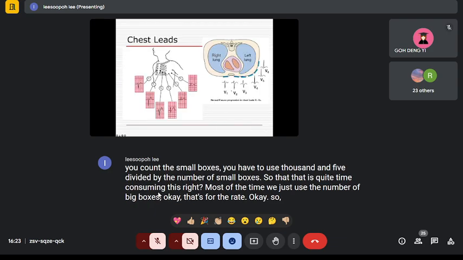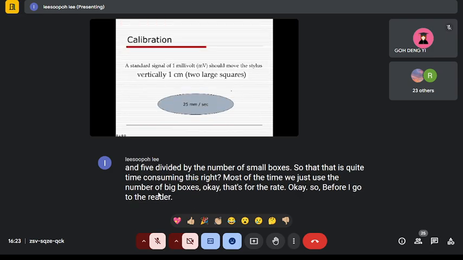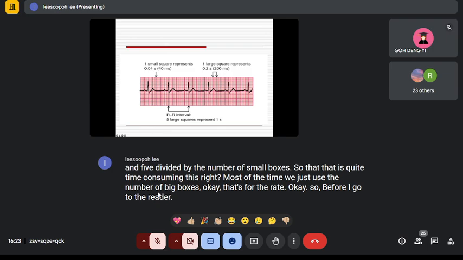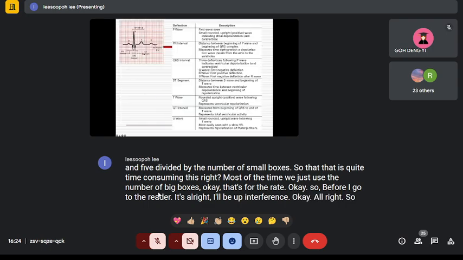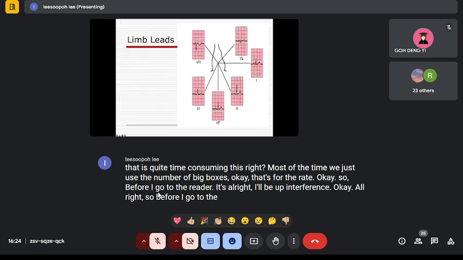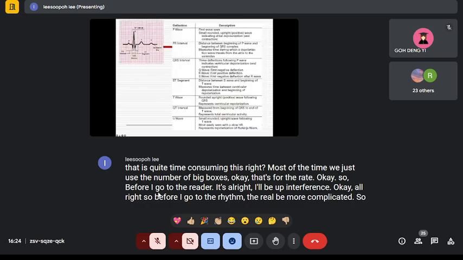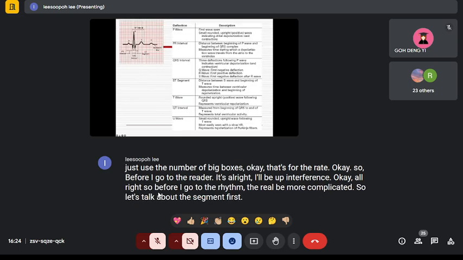Okay, so before I go to the rhythm, which will be more complicated, let's talk about the segments first.